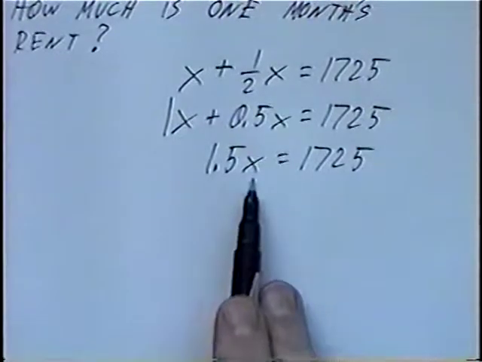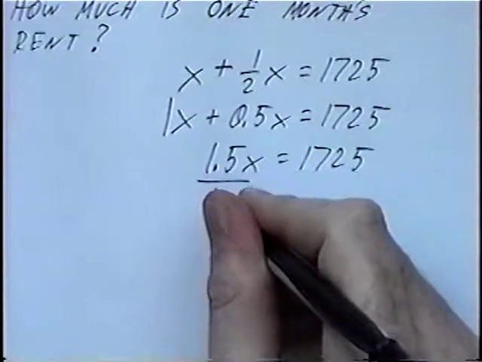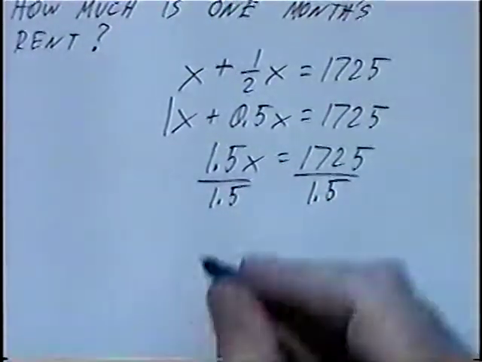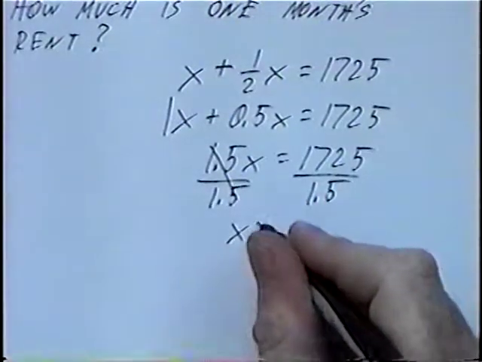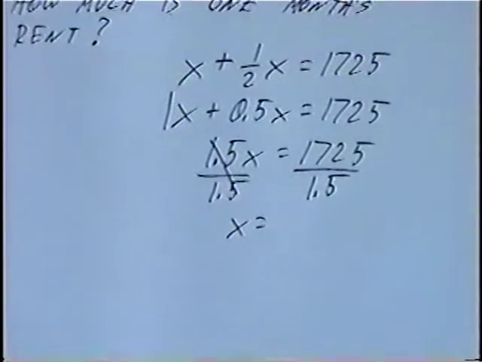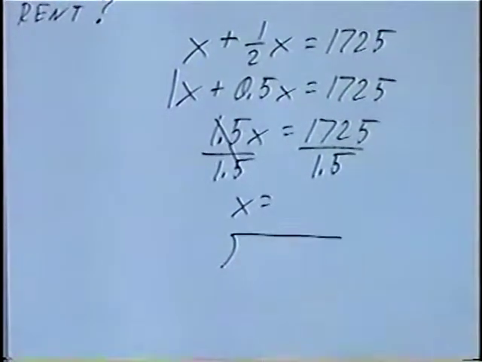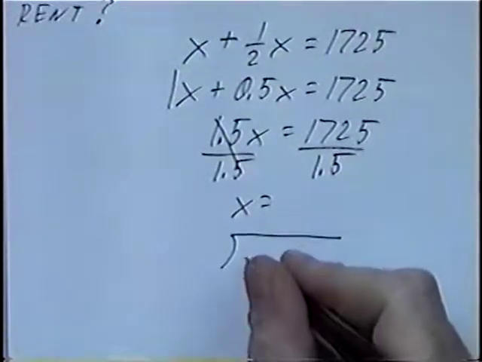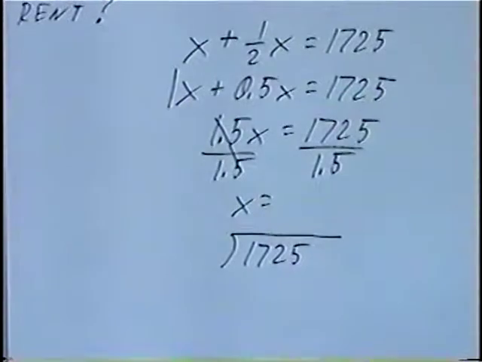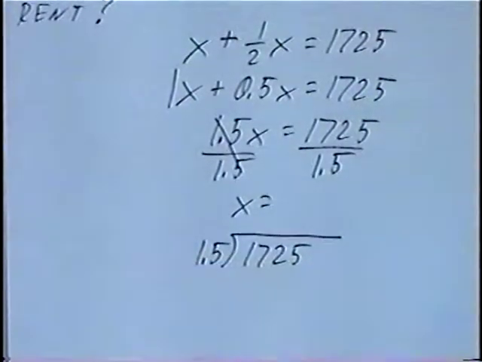Solving from here, 1.5 times X. To get rid of multiplying by 1.5, we can divide by 1.5. And X would equal 1725 divided by 1.5. Dividing decimals again, we can use long division. The top number or numerator goes inside, 1725. And 1.5, the number we're dividing by, goes outside.